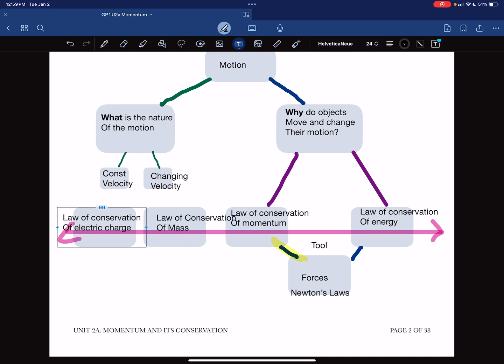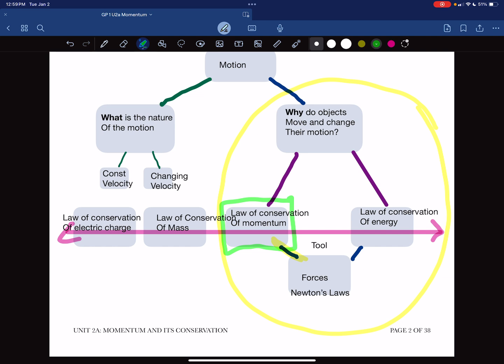Now, to step back from a larger scale, just to rehash what we just said, we are now embarking on this journey about why objects move and change their motion. There are two laws that govern them, the law of conservation of momentum and energy, and we are going to focus on the law of conservation of momentum in Unit 2a. And so that's what we're focusing on here in Unit 2a. And forces will come up in terms of explaining some of the details of the law of conservation of momentum. And there are other conservation laws.